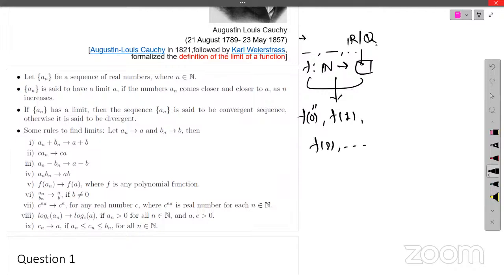And these function values are also known as the terms of the sequence, and they are denoted by a0, a1, a2, and so on. So that's why we sometimes denote a sequence just by listing the elements. Sometimes we define a sequence via the nth term expression, right?